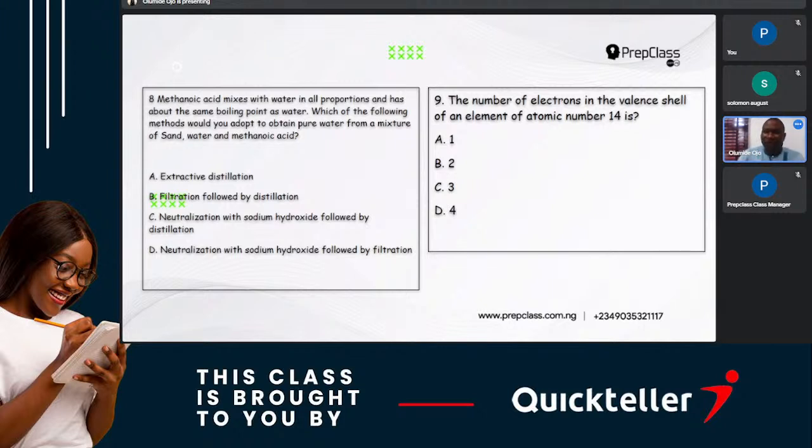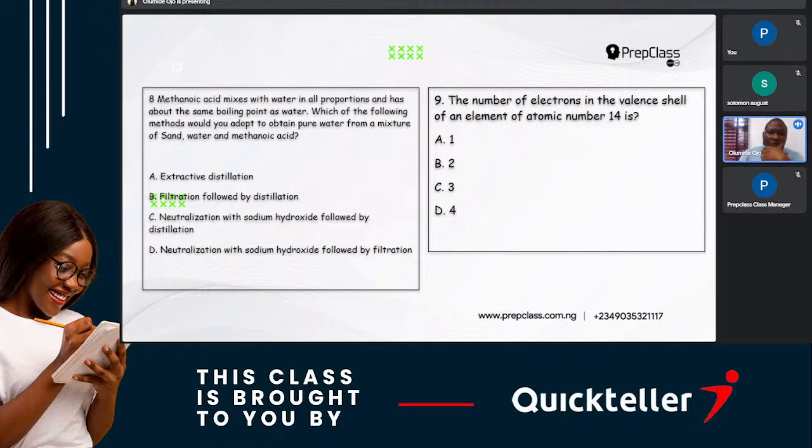If you choose B, filtration followed by distillation, when you filter, the sand will go away, and you have your water and methanoic acid. You cannot distill water and methanoic acid because they have approximately the same boiling point, so both of them will distill over. You can't separate them.